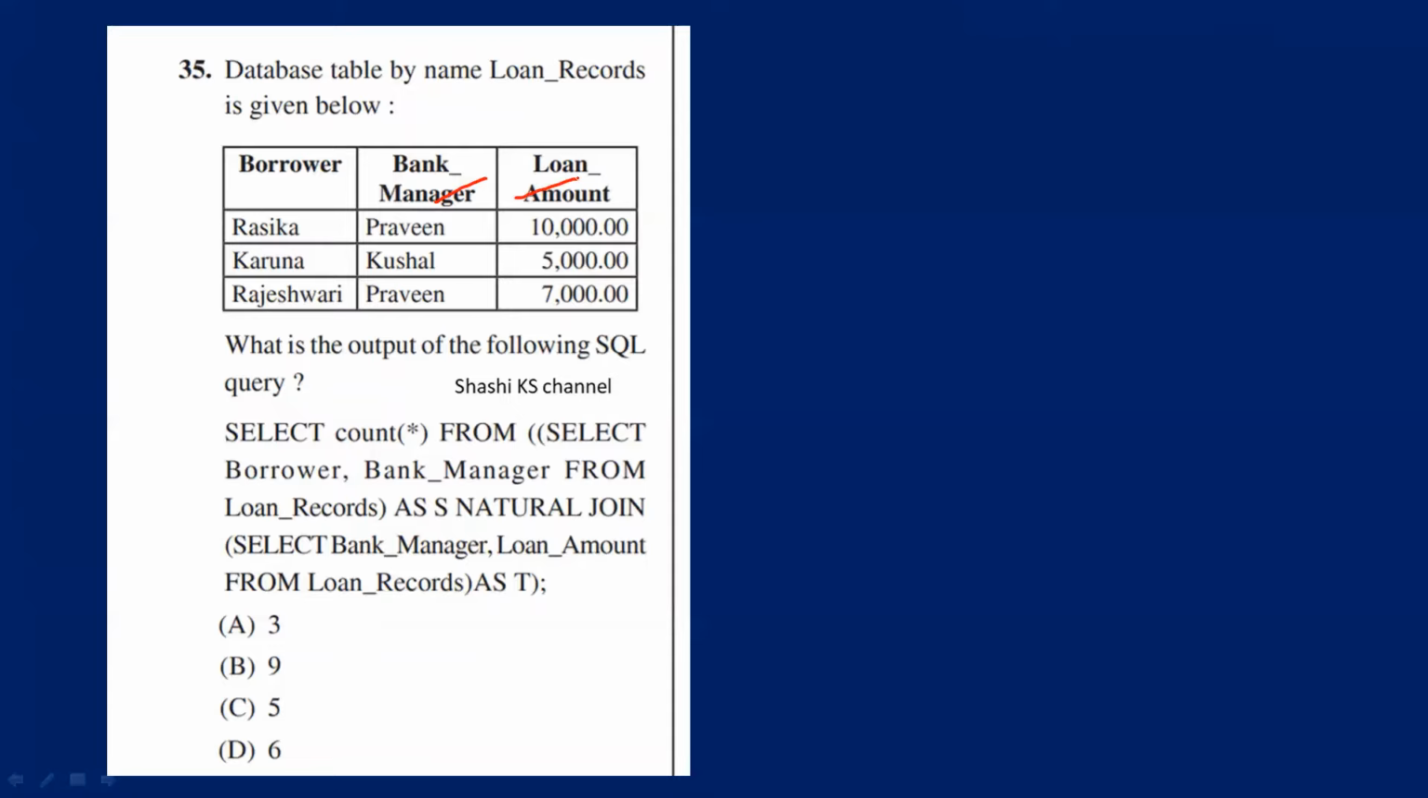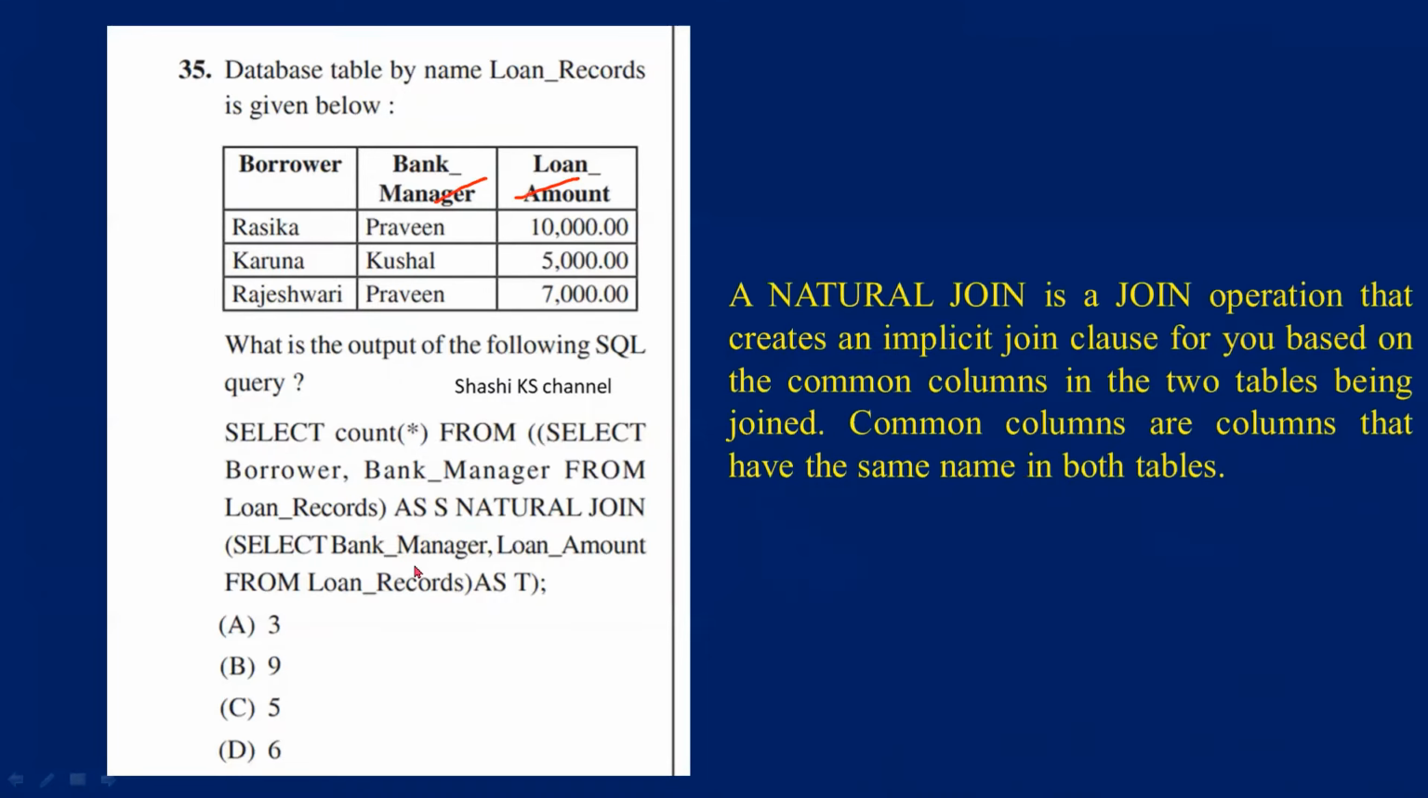So what is the common column in both these tables? Bank manager is the common column. So you need to perform the natural join operation. What is natural join? Natural join is a join operation which will create an implicit join clause for you based on the common columns of both the tables. So the common column in both the tables is the bank manager. Based on bank manager, an implicit join clause will be created and a new table will be formed. And you have to apply the count function to that new table and find out the answer here.